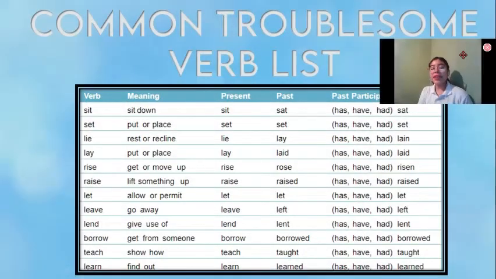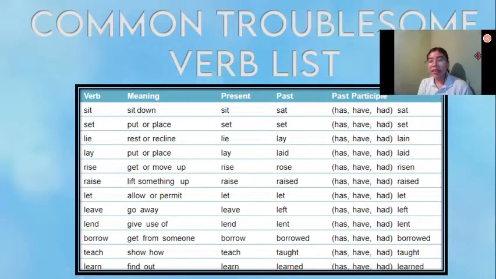So here we have the common troublesome verb list, and I'm going to show you these verbs listed, and then I'm going to read them for you individually so we know how to write them, and we're going to note the difference in their meanings. But first I'm going to show them to you like this, and then I'm going to show them to you in pairs because they're often shown in pairs of verbs.